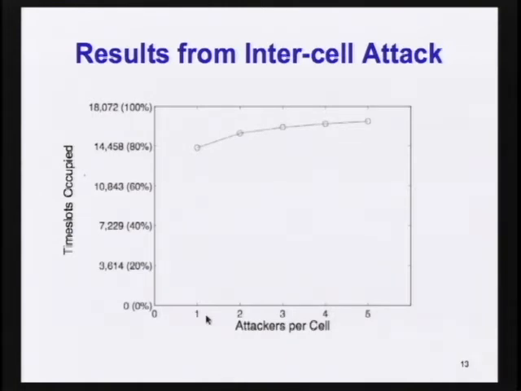So we learned that if there's only one cell phone per cell, the cell phone can get about 80% of all the slots in that cell. Okay, so just one malicious cell phone out of 50 cell phones in a cell can get about 80% of all the scheduling slots. And if you increase the number of malicious cell phones in a cell to 5, in total they can get more than 90% of all the scheduling slots in that cell.